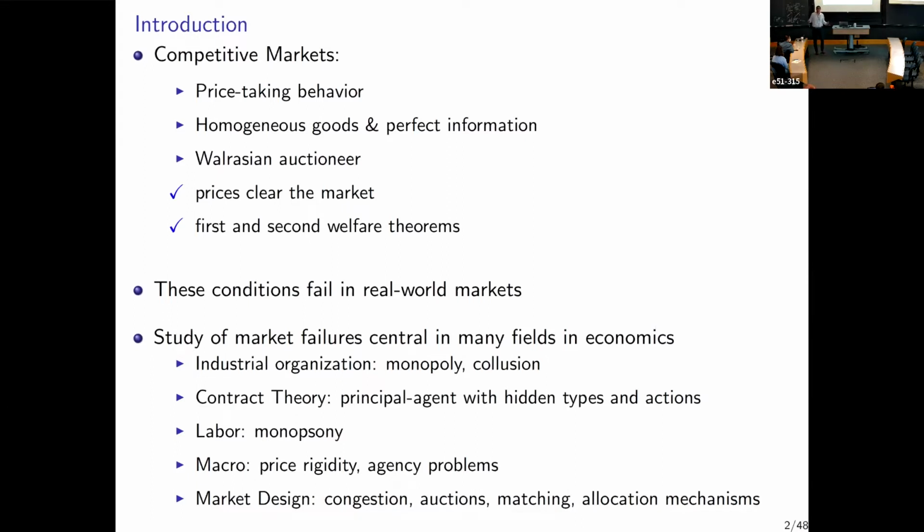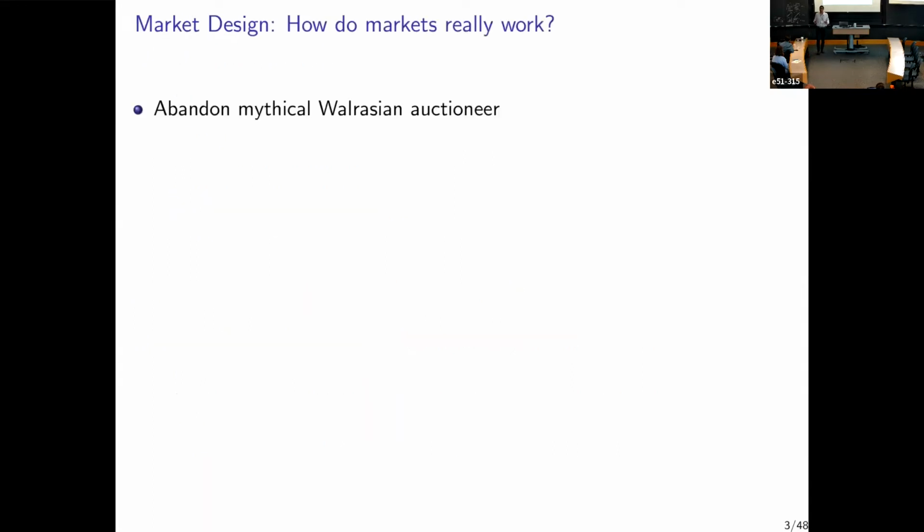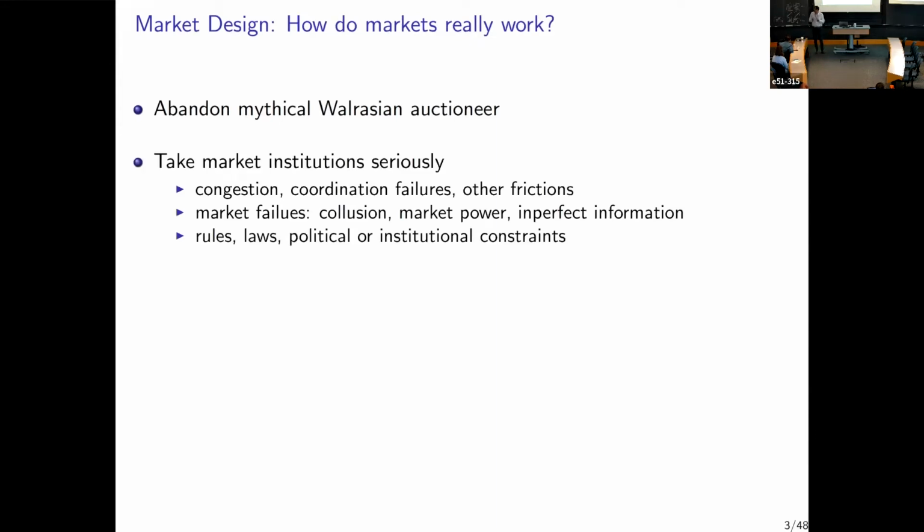market design, and the allocation mechanism. So what is it that we're doing in market design? We're really asking the question of how do markets really work? And we're going to forget a little bit about the Walrasian auctioneer, and we're going to try to get deep down and take the market institutions very seriously, okay? We're going to think about, maybe there are frictions in trade, maybe there's some congestion, maybe there are coordination failures, that people don't find the product that they want right away. And there also may be market failures in the same way that in IO there might be collusion, market power, or imperfect information.